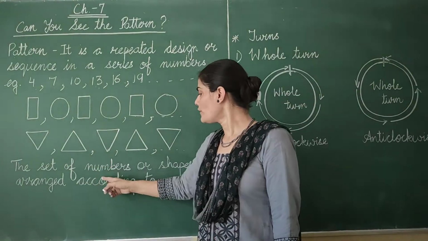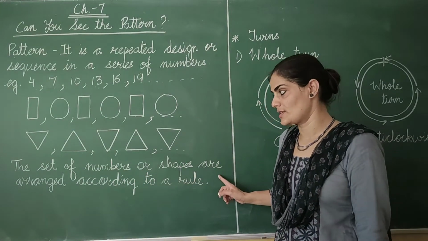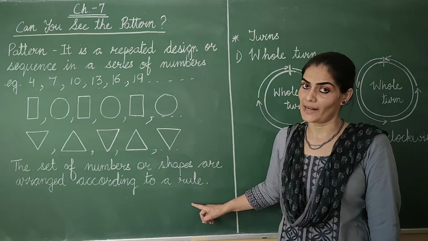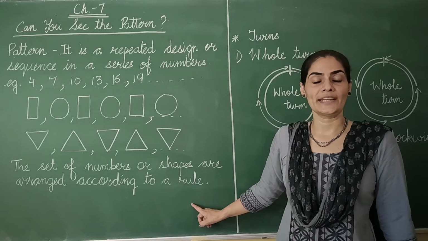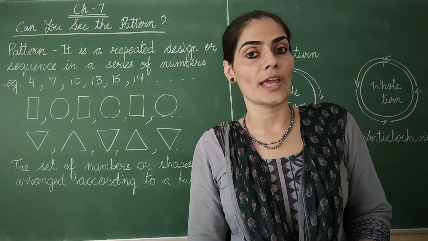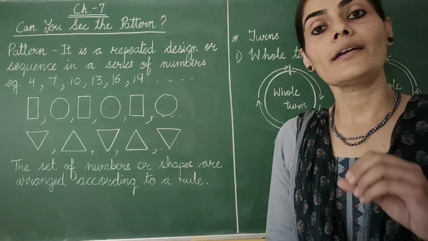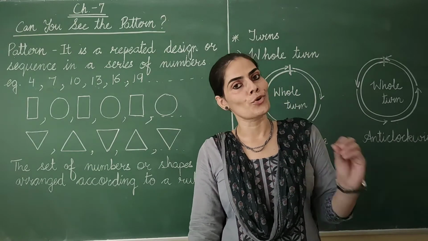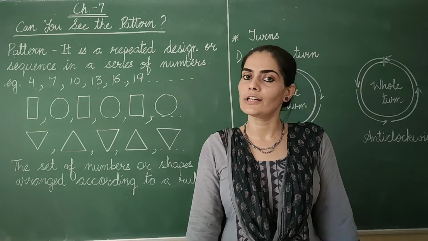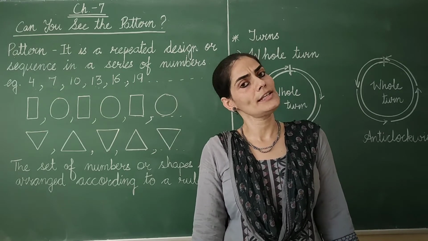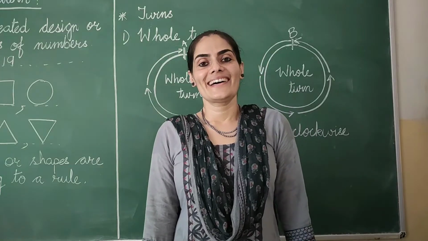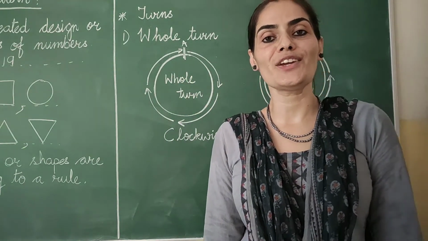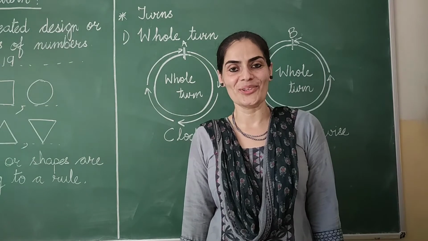So the set of numbers or shapes are arranged according to a rule in a pattern. You'll always find that in a pattern, either the shapes or the numbers are actually arranged according to a fixed rule. If you know the rule, then you know all the terms of that pattern. You can easily find them out. I hope my children are very well aware of the meaning of the term patterns now.